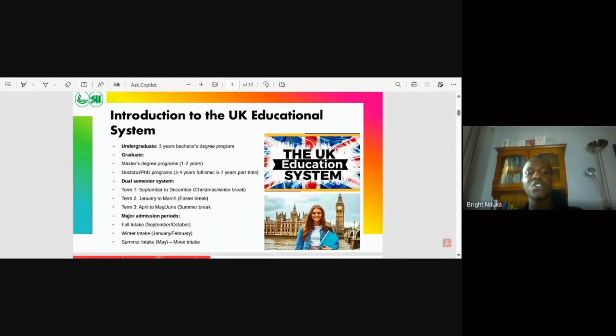And the major admissions periods for the United Kingdom are the fall intake and the winter intake. So the fall intake, September, October. If you are thinking of applying to schools in the United Kingdom, the fall intake is a major admission intake where you have a broad range of courses that they admit students in that particular period. And then you have the winter intake, which is January, February, which is also a major intake for the United Kingdom school system. However, there is the summer intake, which is a minor intake period, which is the May period.